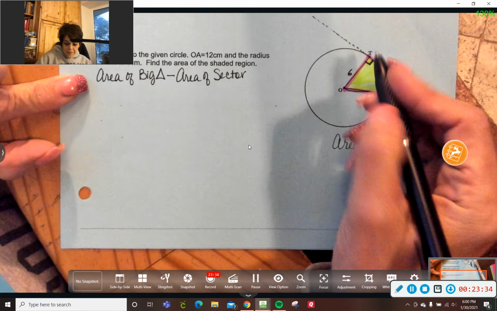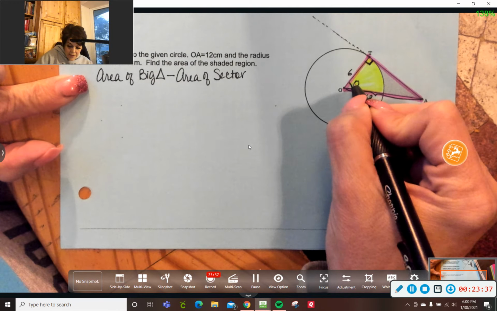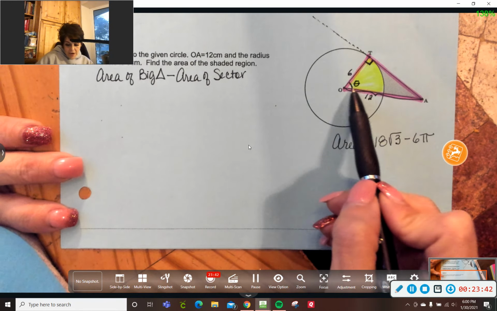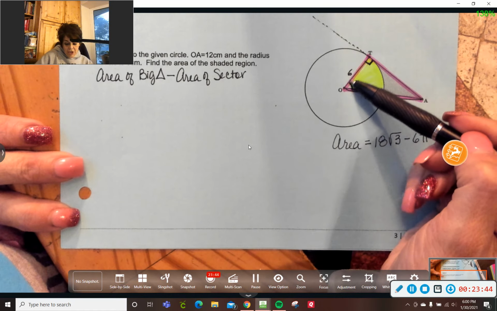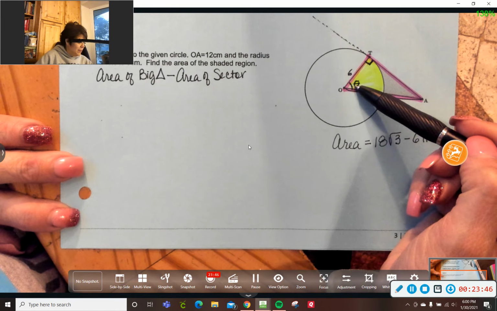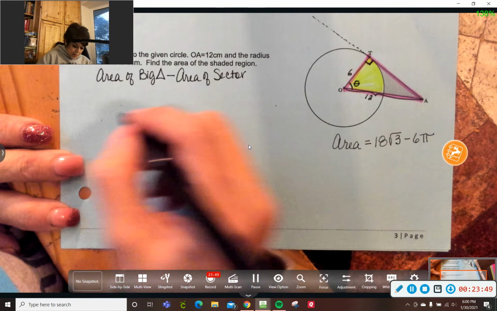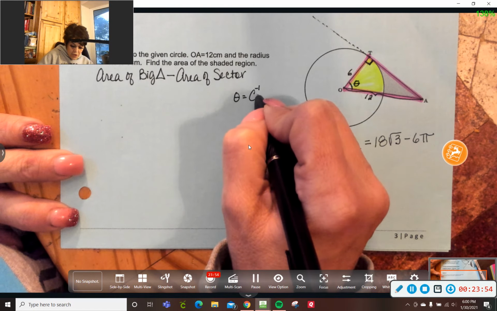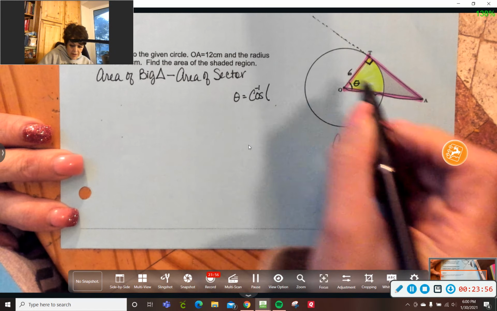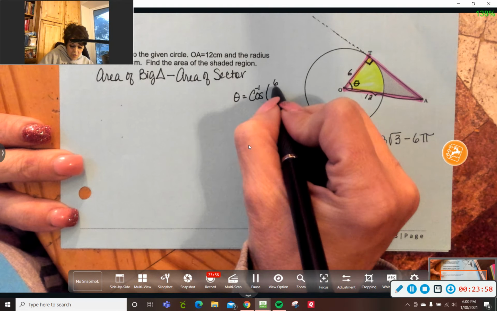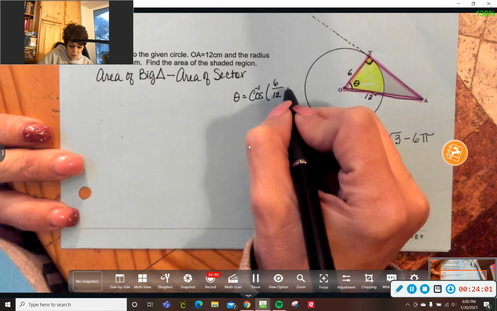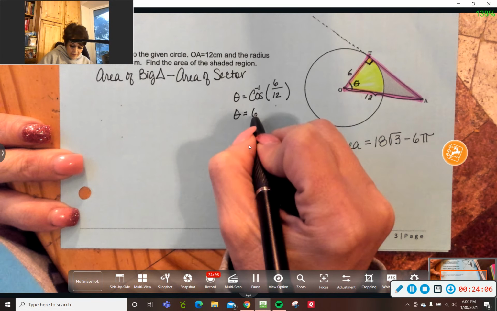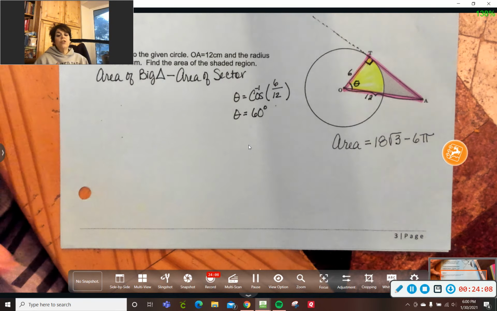For the triangle, I could figure out theta right here by using right triangle trigonometry. So I know the hypotenuse and I know the adjacent. So I could figure out theta simply by doing the inverse cosine. So theta would be the inverse cosine of adjacent over hypotenuse, or 1/2. Some of you already know that as a special triangle. And I got 60 degrees. So I know the angle.